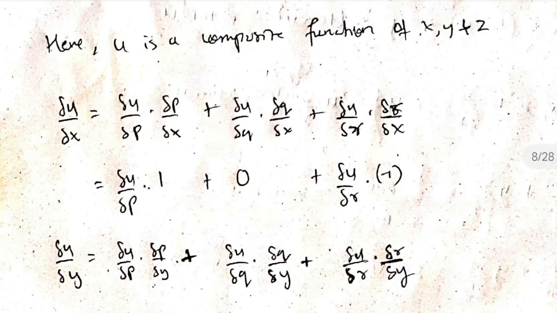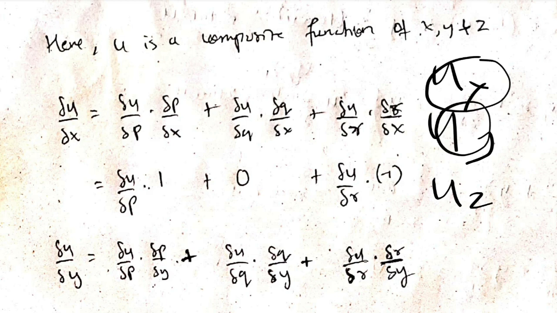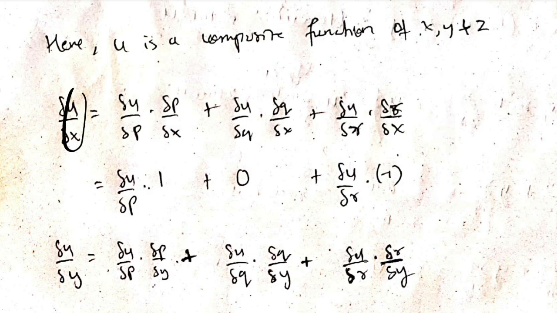Okay, what we need: ux, uy, uz. These three terms, how will we get them? Ux is nothing but del u by del x, which is equal to del u by del p into del p by del x. So this will get cut, and we'll have del u by del x. Okay, like that we are doing.